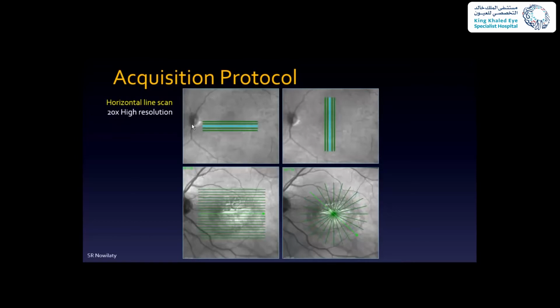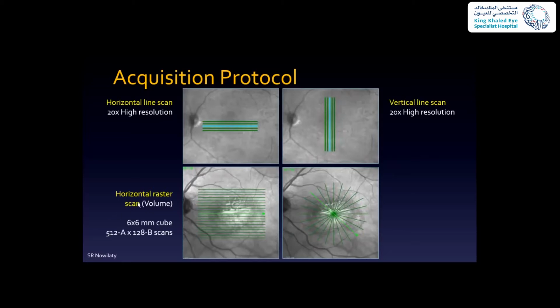Now the line scan is usually horizontal, but also vertical, going through the point of fixation. Now you can put this line wherever you want, but generally the protocol is the patient fixates a specific target, and then the operator takes several takes, let's put it this way, of the macula, both horizontally and vertically, passing through the line of fixation, and you get a very high resolution image.